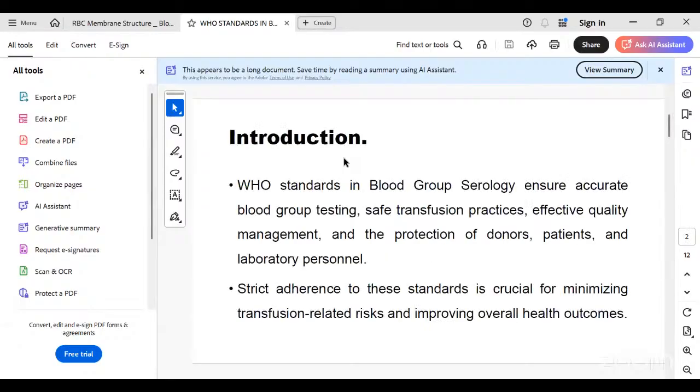So WHO standards in blood grouping and serology ensure accurate testing, safe transfusion, and effective management, quality management for that matter. It also protects donors, recipients, and the medical lab scientists and other personnel working in the lab. Strict adherence to these standards is crucial for minimizing transfusion-related risks and improving health for the end user. Next slide, please.